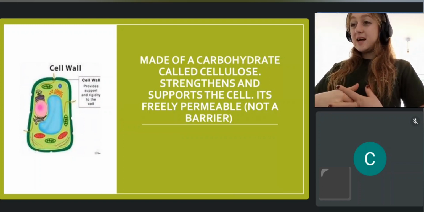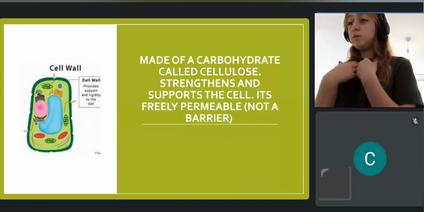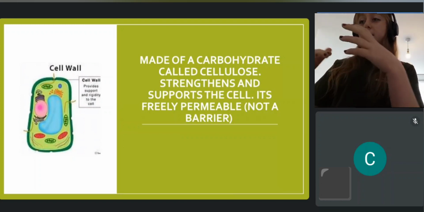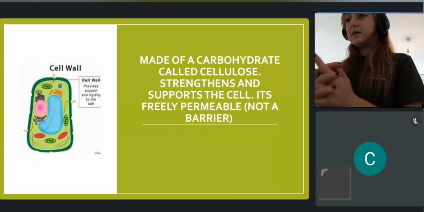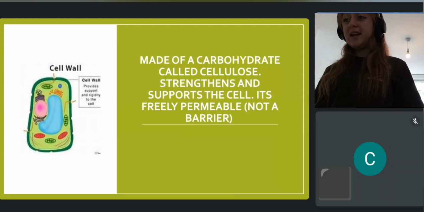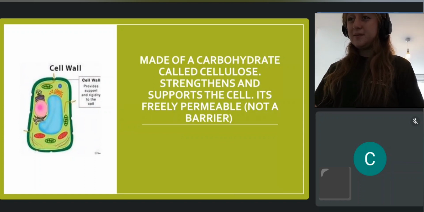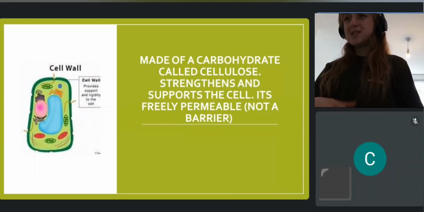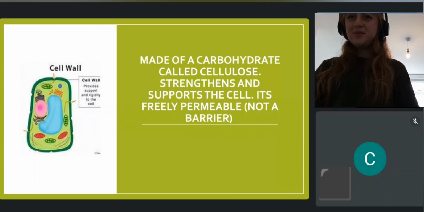So our animal cells and our human cells, we don't have cell walls because sometimes we need our cells to be a bit more moldable, like blood cells. They have to fit through really, really tiny gaps in our capillaries. And so they want to be able to be flexible. We don't want a cell wall for them.